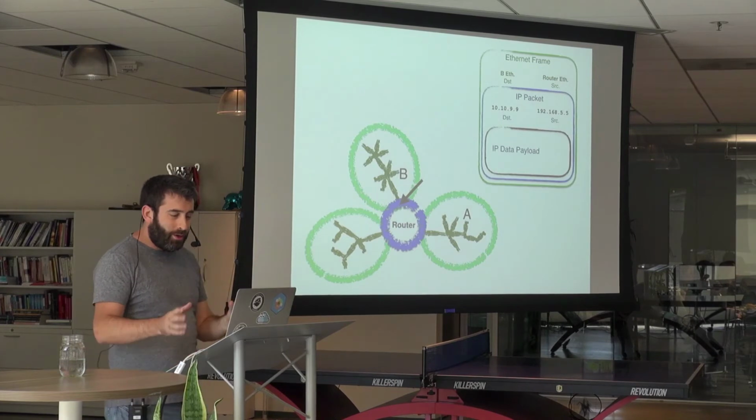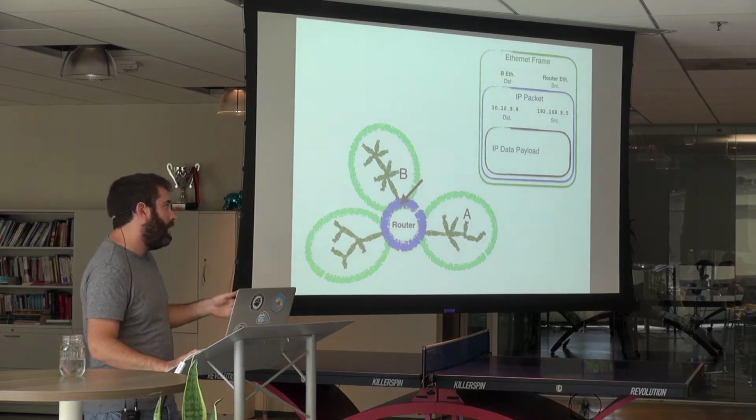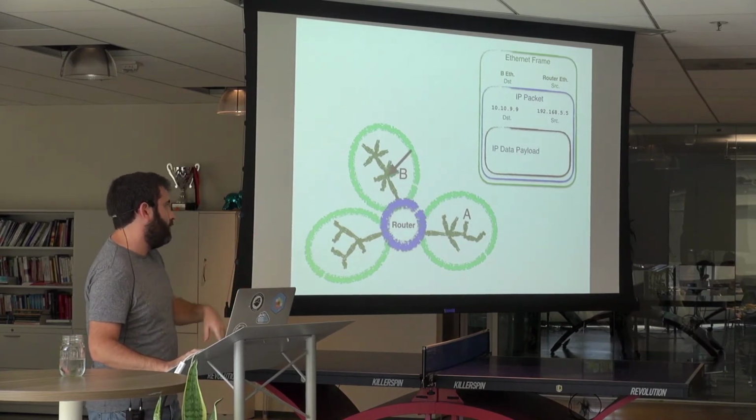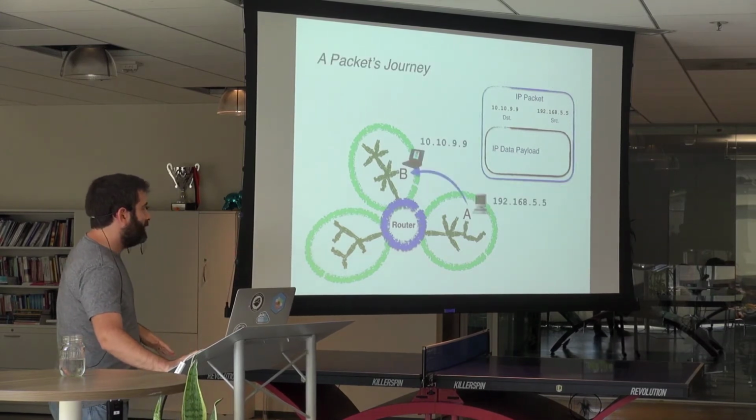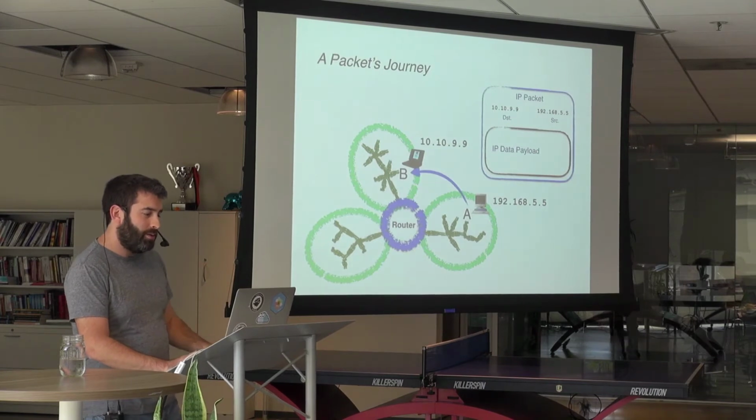So now the router has a fully formed Ethernet packet that it can send out over this network, and then it travels over the network, and then that finally makes it to computer B. So that's a packet's journey at layer 3. That's the IP packet's journey.